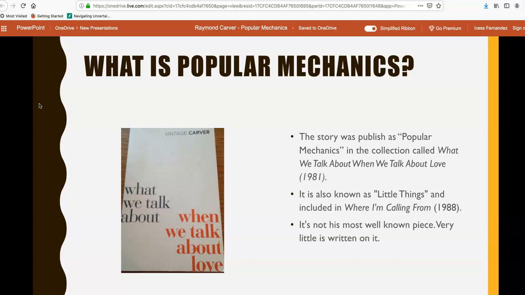His most well-known piece is called Cathedral. I don't like that story, which is why I don't teach it. You go into a bunch of textbooks and look for Raymond Carver, and it's usually Cathedral that's in there and not Popular Mechanics. I personally think Popular Mechanics is a better written story than Cathedral, but that's just personal preference.